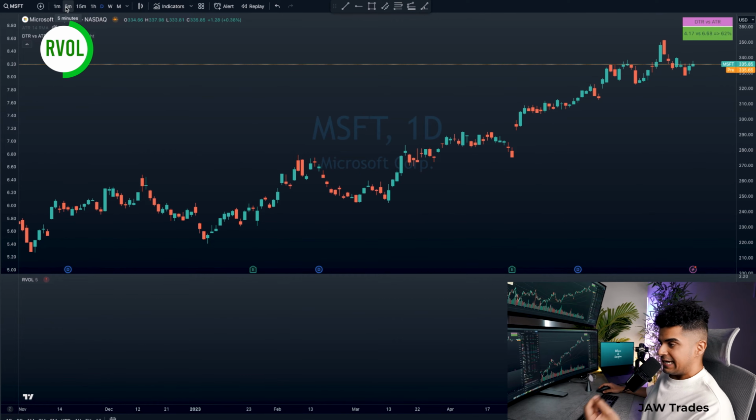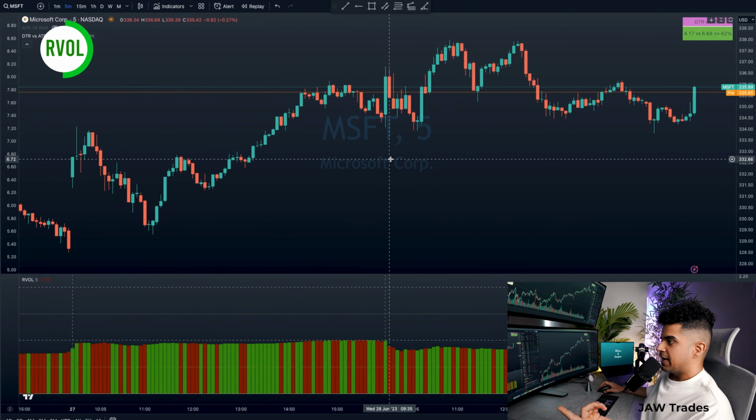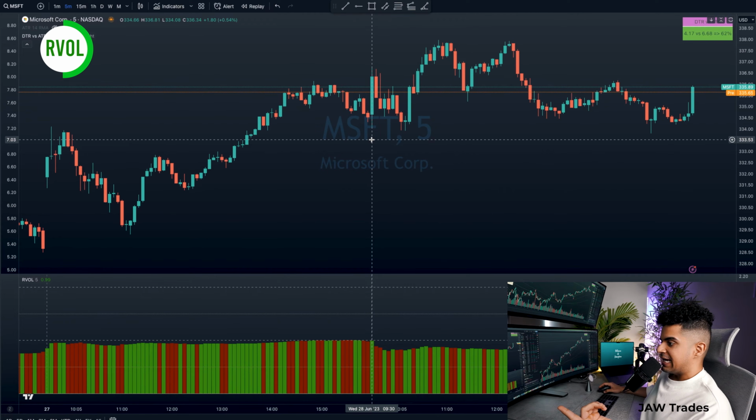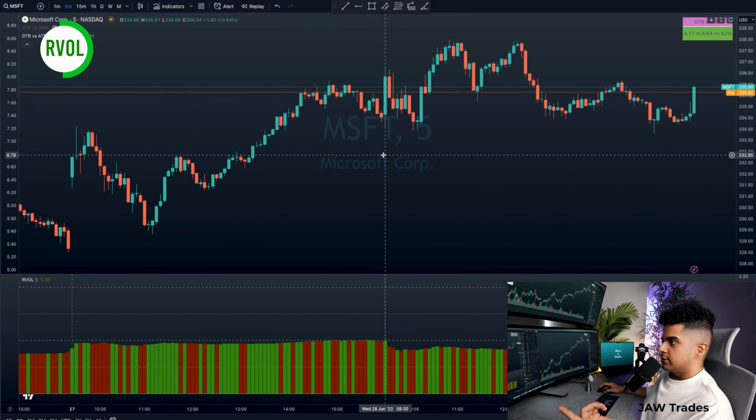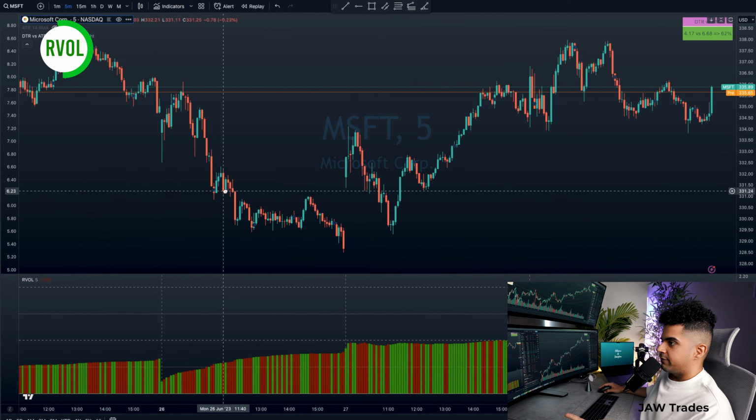This is an intraday indicator, so it won't show anything on the daily chart. You have to go on the 5-minute chart. And we can see that today at 9:30 a.m., the RVol of Microsoft was 0.99. So this is approximately similar to the average volume.